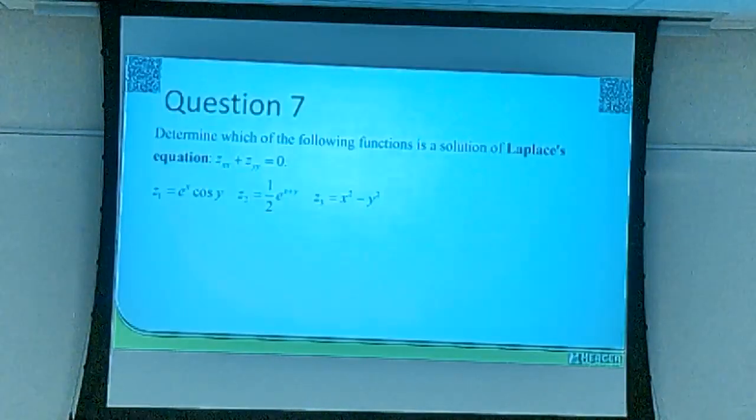So this is Laplace's equation. Zxx plus Zyy equals 0. All we're being asked to do is determine which of these three functions, and there could be multiples or there could be none, are solutions to Laplace's equation. To be a solution, when you plug the function into the equation, it has to be satisfied.